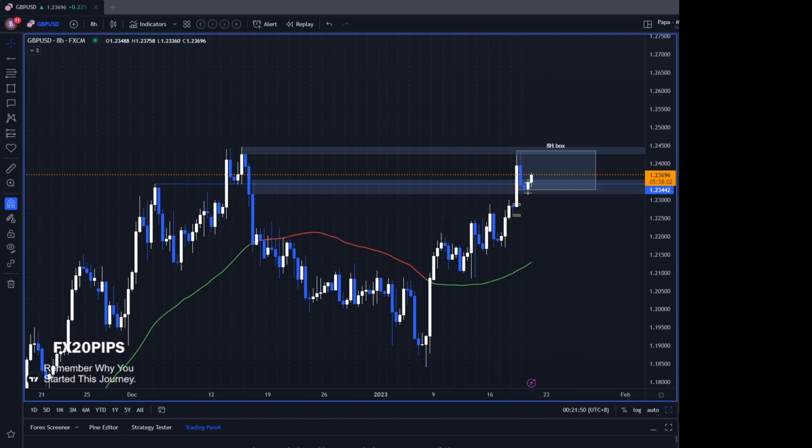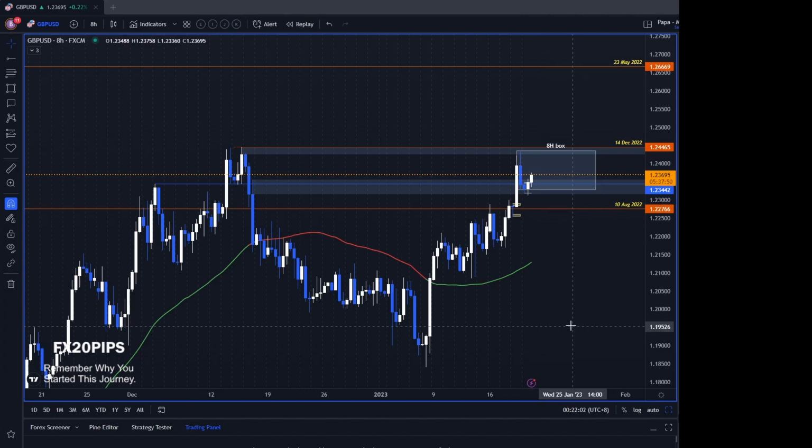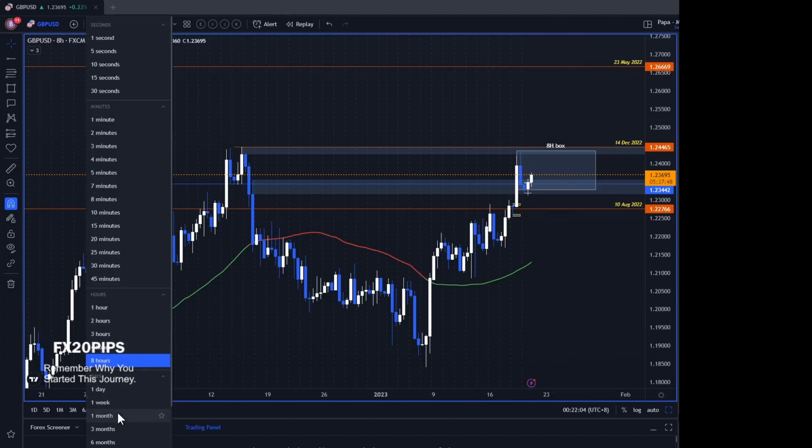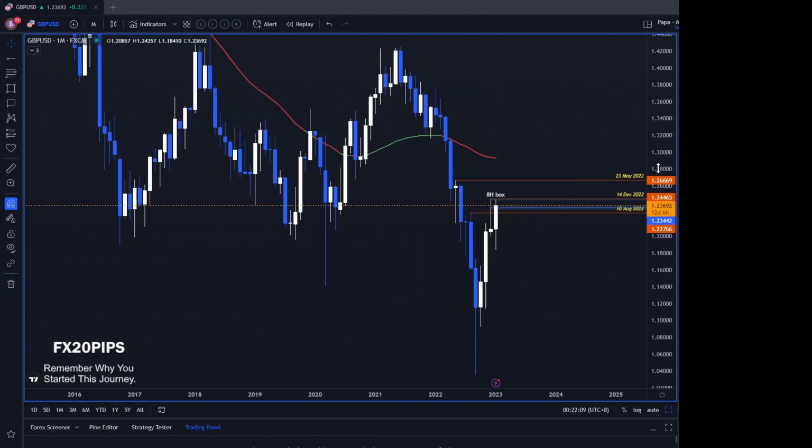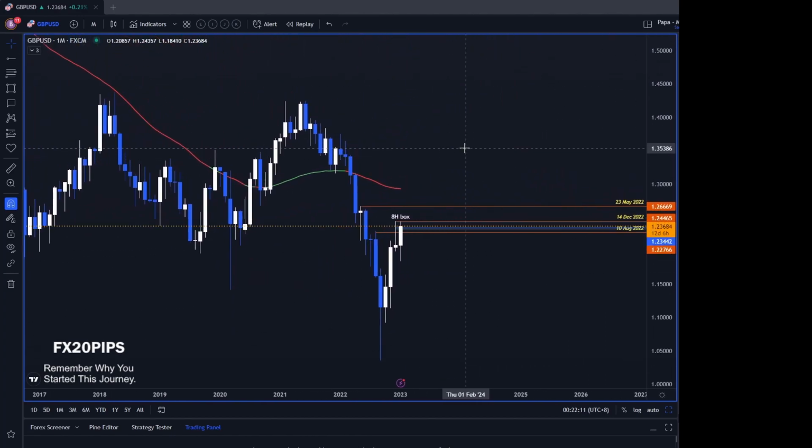Okay, yes, I have also marked out the monthly resistance and support. So let me just have a quick look at it. Now when I change to the monthly chart, I like to find the resistance points and mark them down.